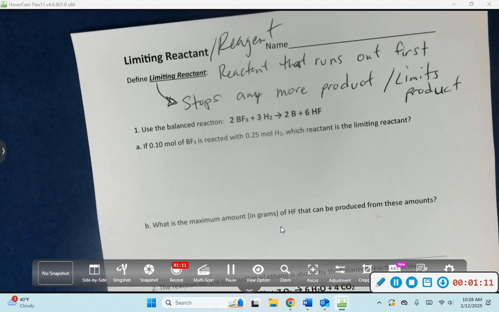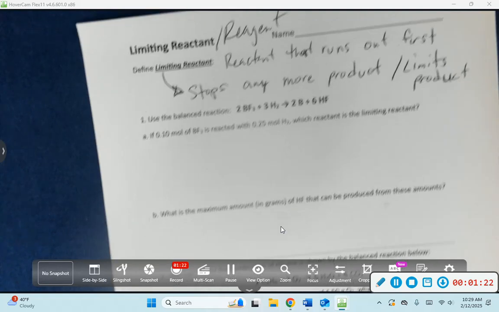For example, if you make sandwiches and you run out of bread, that means you cannot make any more sandwiches. The bread is a limiting reagent. The bread is a limiting ingredient. Okay. So how do we do that?